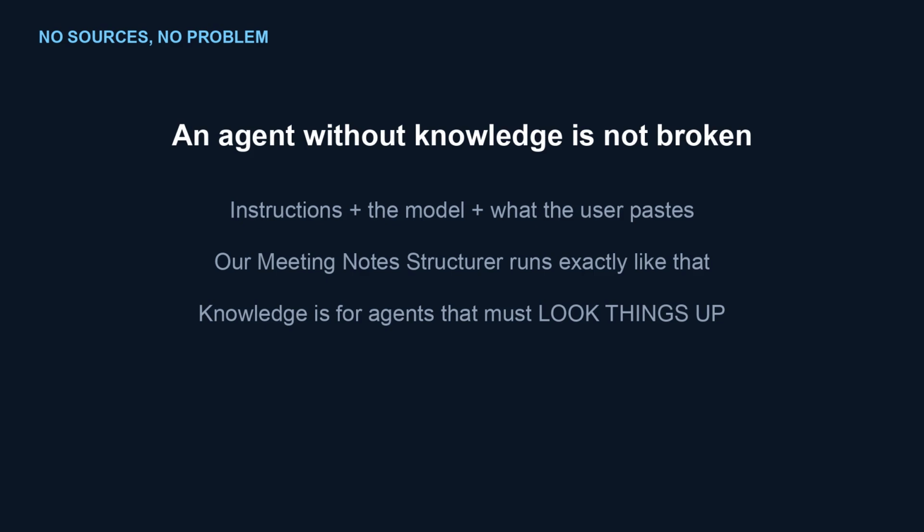First, permission to skip this entirely. An agent with no knowledge sources is not broken. It runs on its instructions, the model, and whatever the user pastes. The notes structure from the last video works exactly like that, and for paste-in workflows, that is the right design. Knowledge is for agents that must look things up.